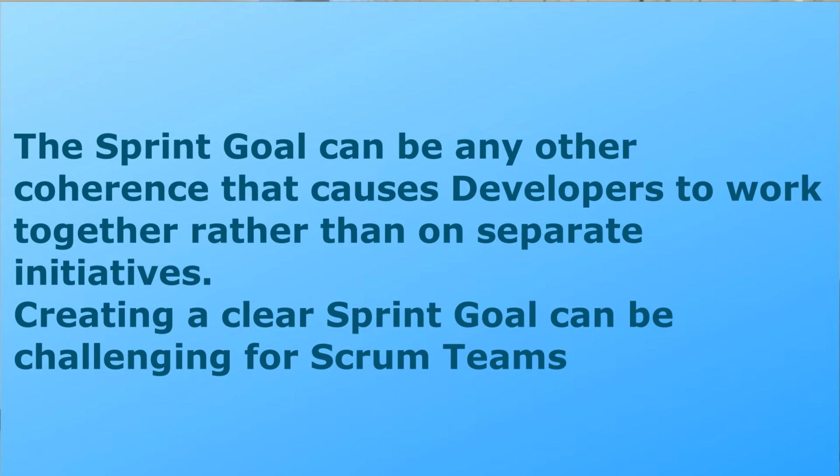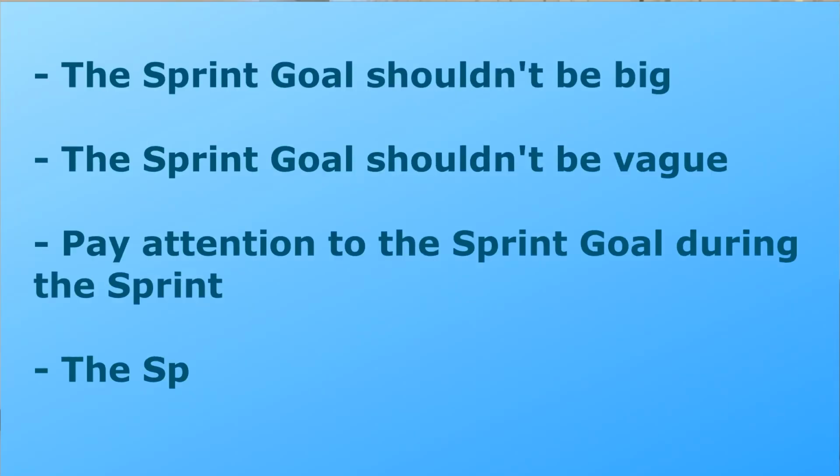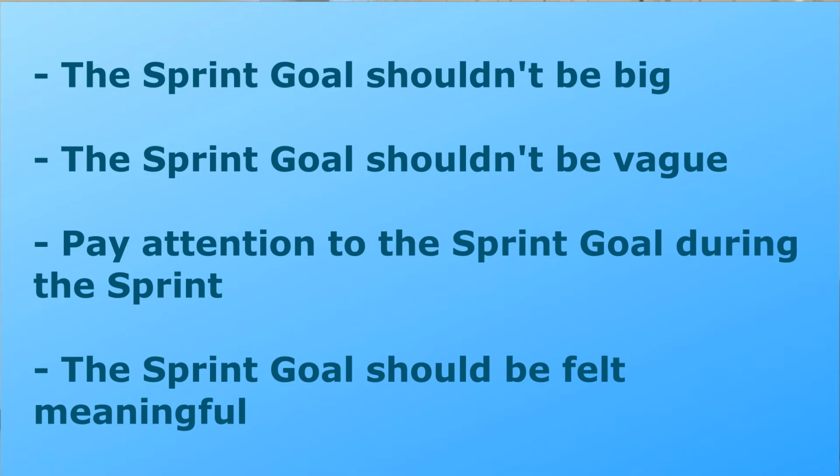Creating a clear sprint goal can be challenging for Scrum teams. Follow these 4 rules when you and your team are creating and following the sprint goal during the sprint. The sprint goal shouldn't be big. The sprint goal shouldn't be vague. Pay attention to the sprint goal during the sprint. The sprint goal should feel meaningful.